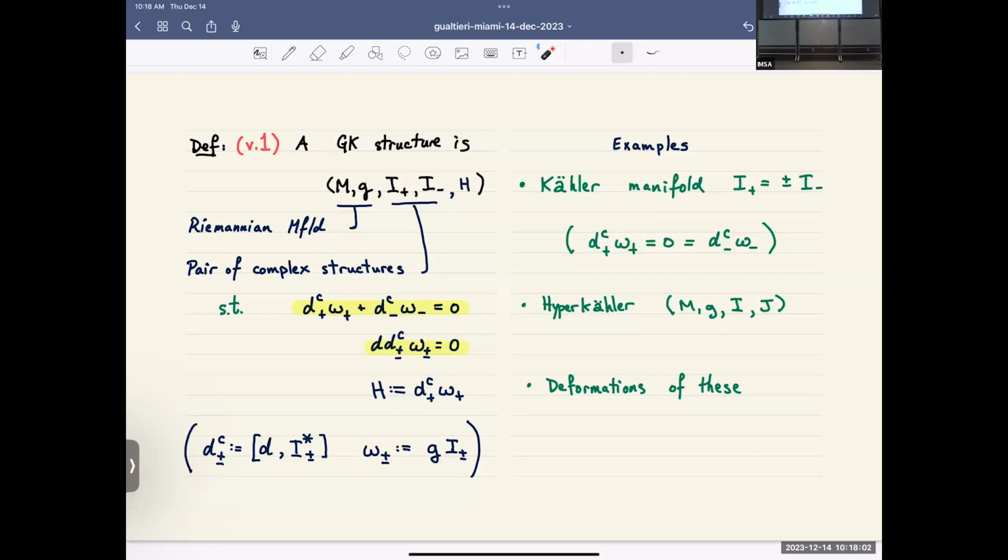But then what you could do is deform these, and a lot of work has gone into these deformations. There's work of Goto, there's work of Hitchin, there's work of mine, where we explain that if you start with a Kahler manifold with a certain type of structure, you can deform I plus and I minus so that they diverge from each other. And they're no longer Kahler, but they actually differ in an important way.